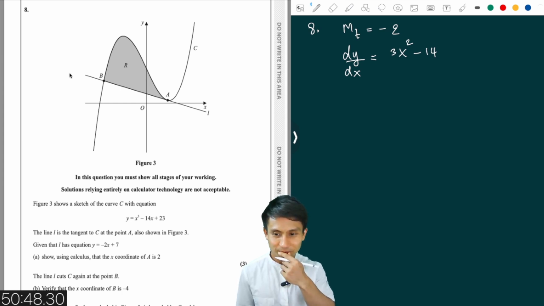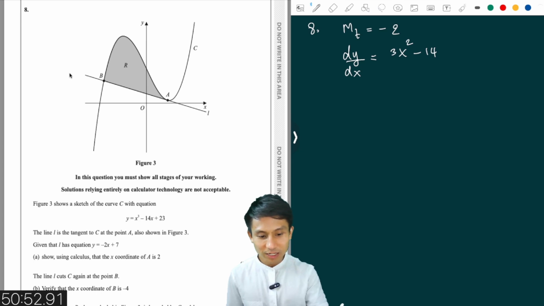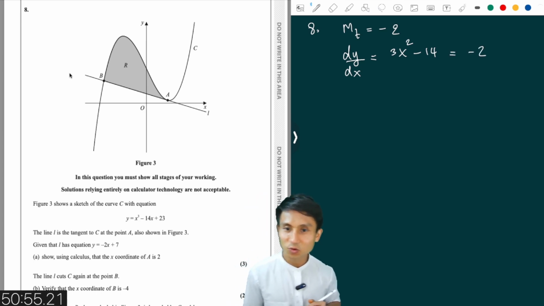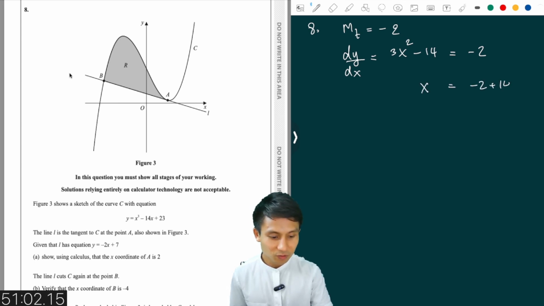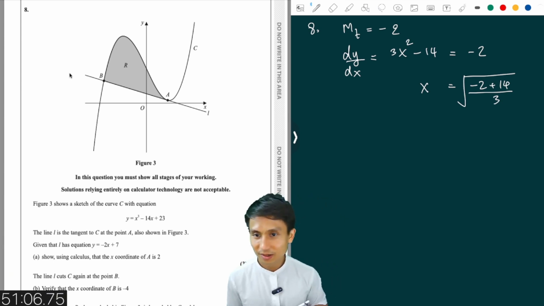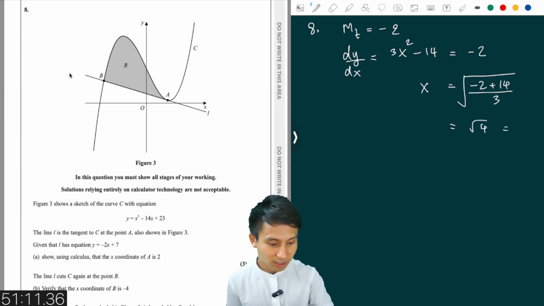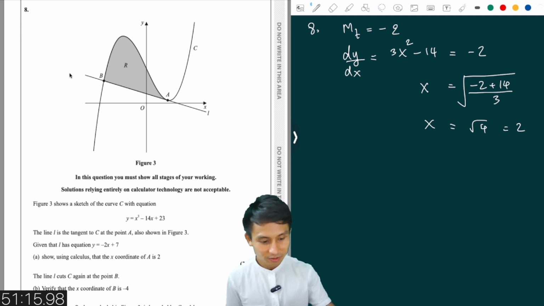Anyway, yeah, that's the derivative of y, okay? And we need to equate this to minus 2 because that's where they tangent. So we are solving this. We get x equals plus or minus the square root of 4, that is, 2, and we need a positive value for that. So that is root 4, that is 2. Okay, so A is 2 there. So that is shown as required for part A.